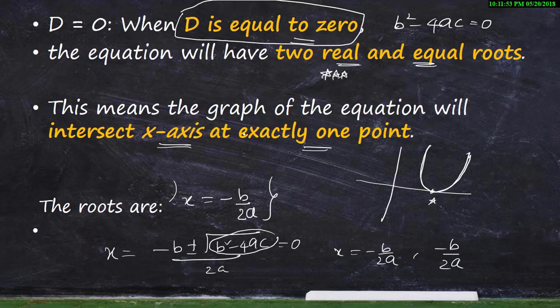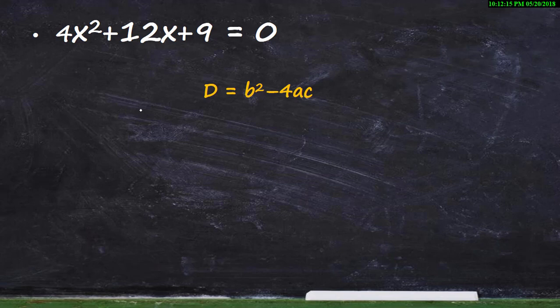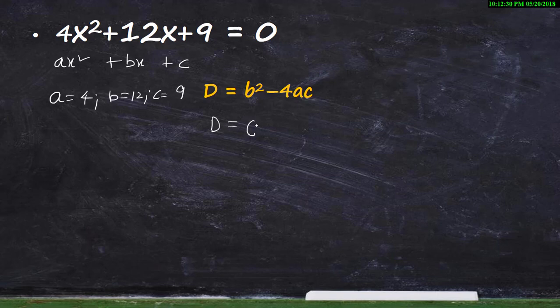Once again, now take this example, 4x squared plus 12x plus 9. Here compare with the general format, ax squared plus bx plus c. A is equal to 4, b is equal to 12, c is equal to 9. Now just find the discriminant. D is equal to b squared, 12 squared minus 4 into a into c, 9. So 12 squared is 144, minus 4 fours are 16, 16 nines are 144.